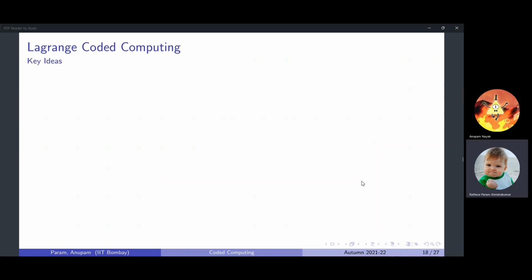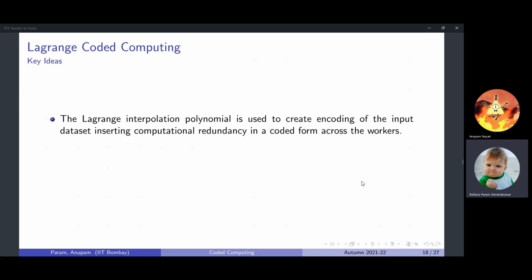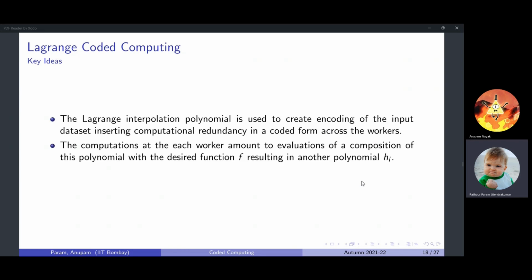Okay, so in Lagrange coded computing, the key idea here is to use this interpolation polynomial to create computational redundancy across workers, and then each worker can do some computation where they evaluate this polynomial. Remember that the worker also has gi, so it's not just xi, the worker has x tilde i. So this will mean some composition of the polynomials gi and f, which we can call hi, and then the master will decode this using only k star of the hi. Why only k star? This is because of Lagrange coded computing.